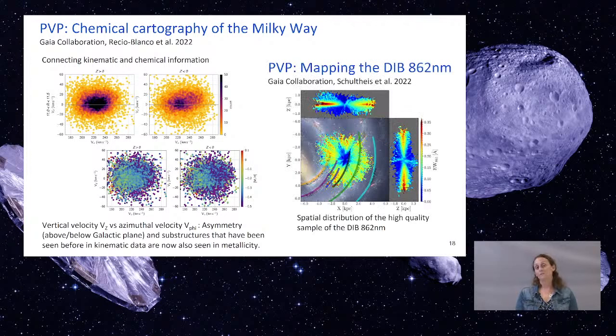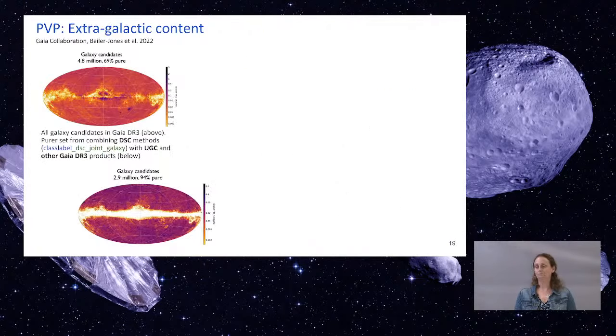There's also a mapping of the diffuse interstellar band at 862 nanometers. Again, I'm showing the spatial distribution of the high-quality sample of the DIB 862, and we can see that it correlates very well with known structures in the galaxy.